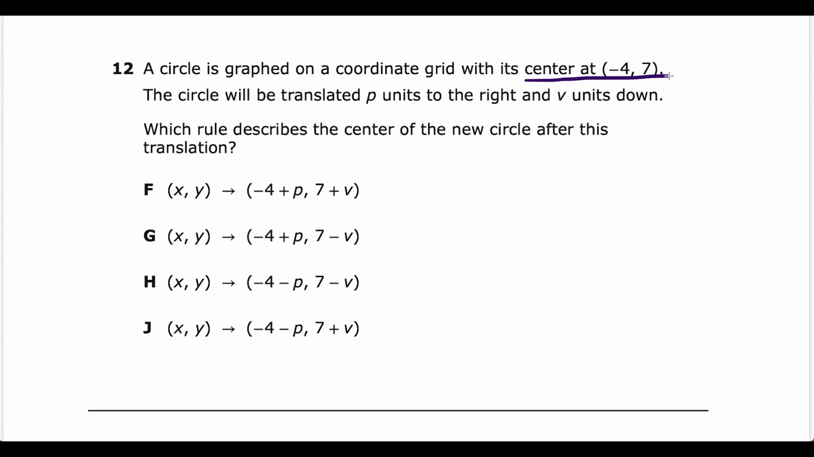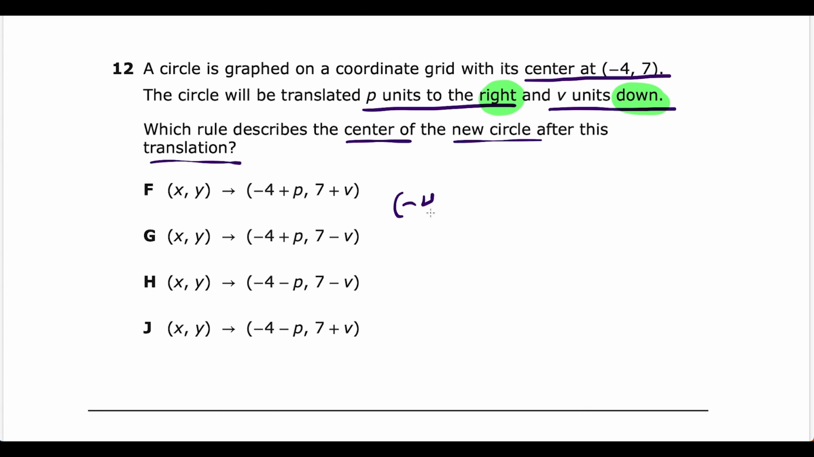The center is at -4, 7, and we're going to translate this circle p units to the right and v units down. We want to know which rule describes the center of the new circle after this translation. So one thing to be really mindful of here is that we're moving this to the right and we're going down here. So that's going to affect what we do with p and v.